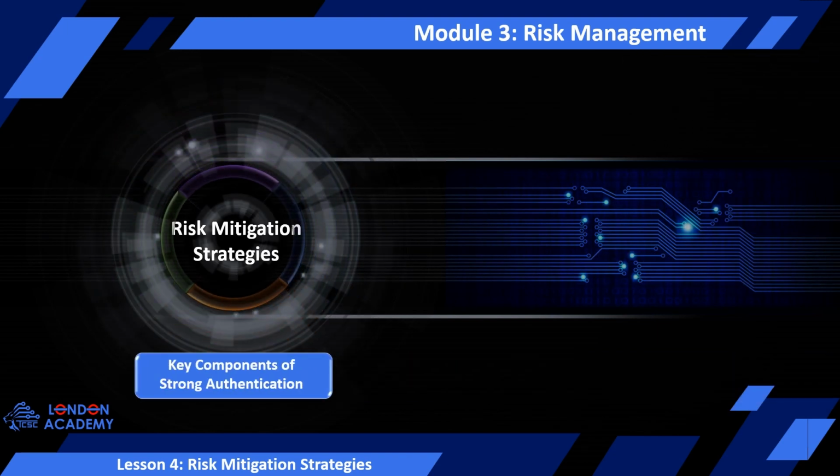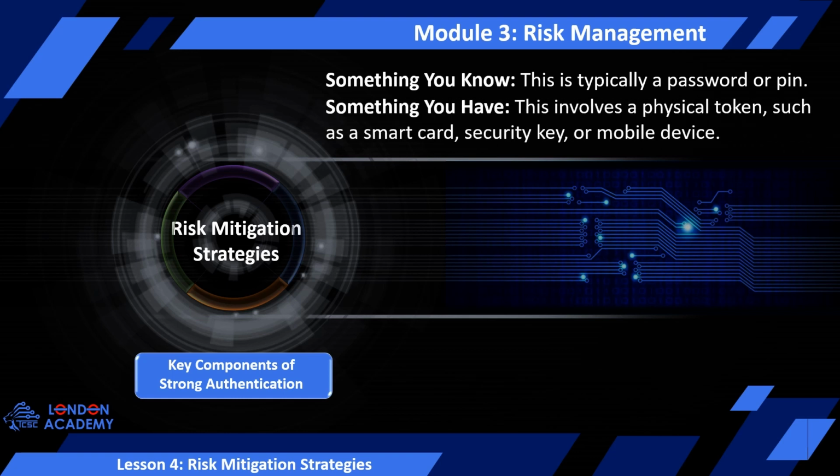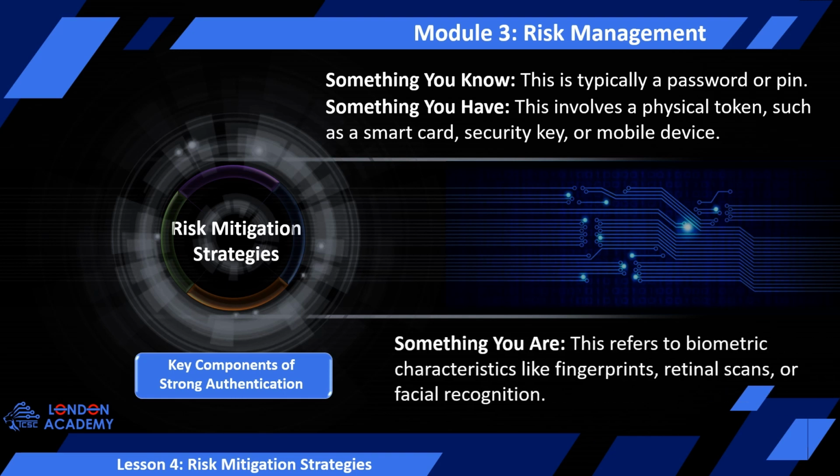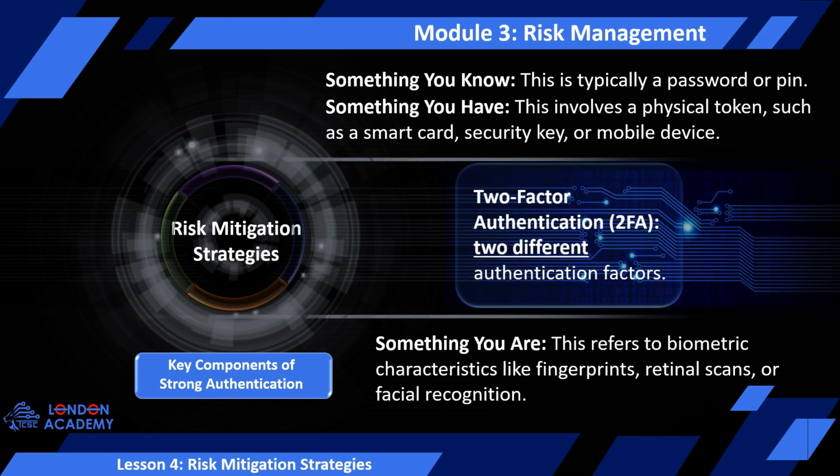Key components of strong authentication. Authentication factors. Authentication factors are categorized into three main types. Something you know. This is typically a password or PIN. Something you have. This involves a physical token, such as a smart card, security key, or mobile device. Something you are. This refers to biometric characteristics like fingerprints, retinal scans, or facial recognition.